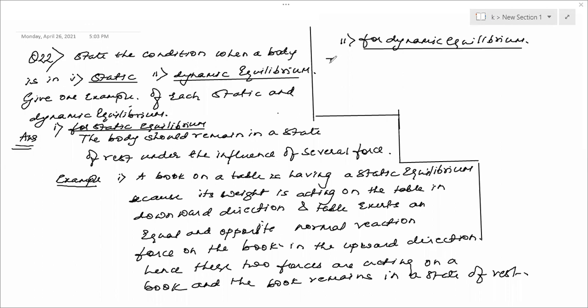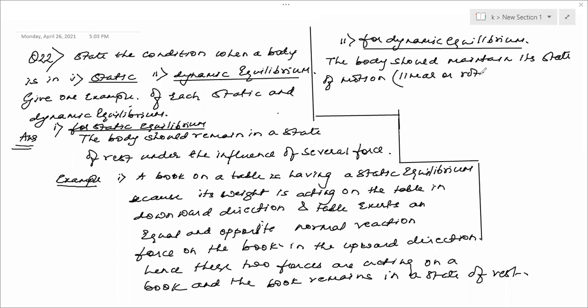For dynamic equilibrium, the body should maintain its state of motion, linear or rotational, in spite of several forces acting on the body.